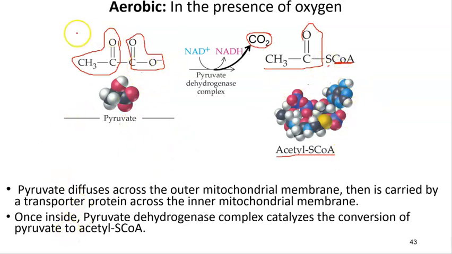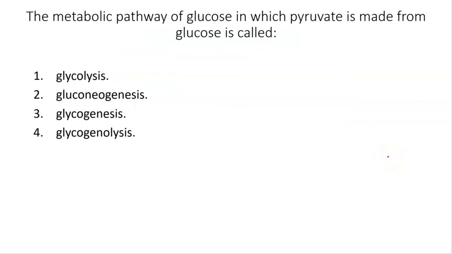So this pyruvate molecule will diffuse across the mitochondrial membrane. Most of the glycolysis is happening in the cytosol of any cell. This pyruvate gets transported across into the inner mitochondrial membrane, and then pyruvate dehydrogenase is involved in this step here. We'll talk about the citric acid cycle later on, but this will be the starting point with the acetyl S-CoA.